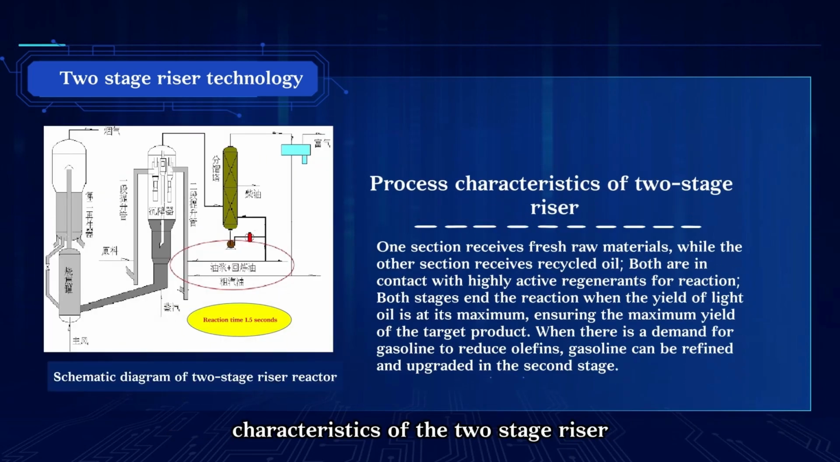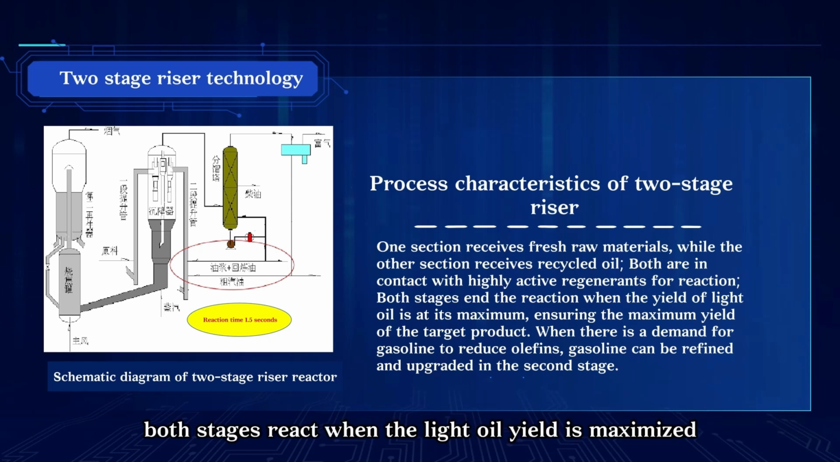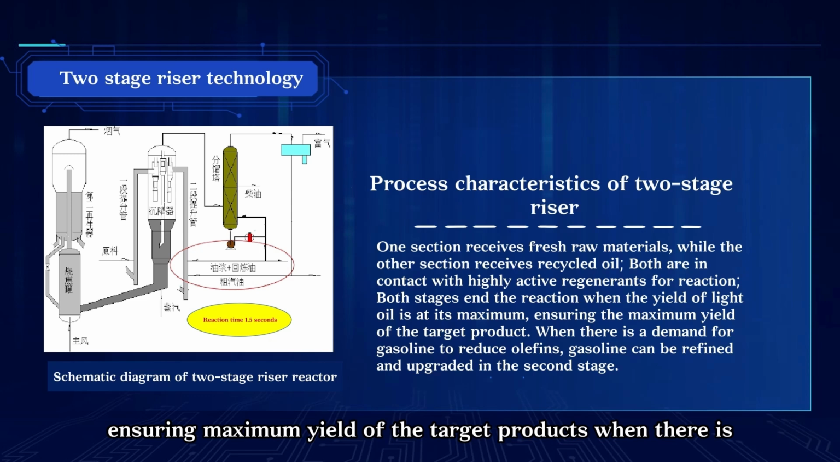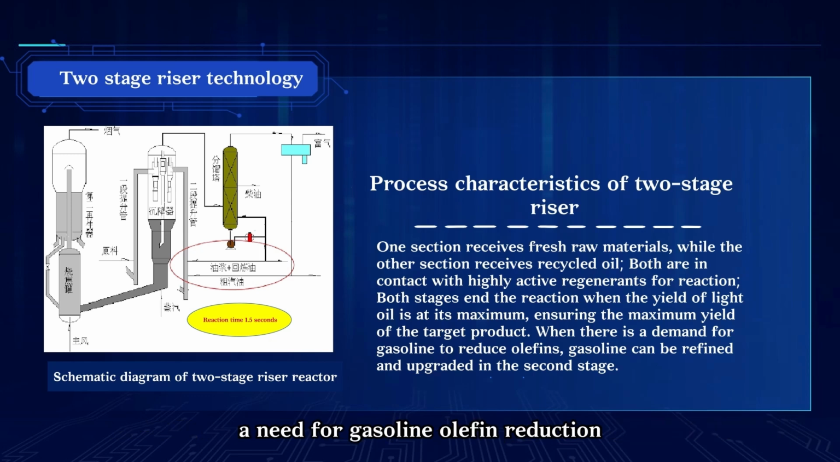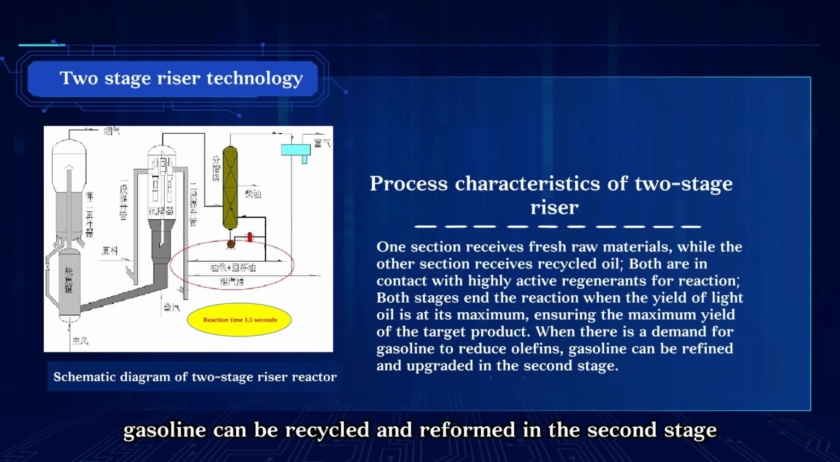Let's look at the process characteristics of the two-stage riser. The first stage feeds fresh feedstock, while the other stage feeds recycled oil, both contacting and reacting with highly active regenerated catalyst. Both stages react when the light oil yield is maximized, ensuring maximum yield of the target products. When there is a need for gasoline olefin reduction, gasoline can be recycled and reformed in the second stage.